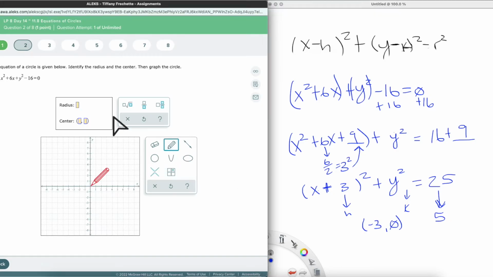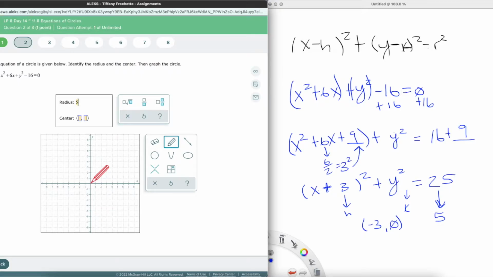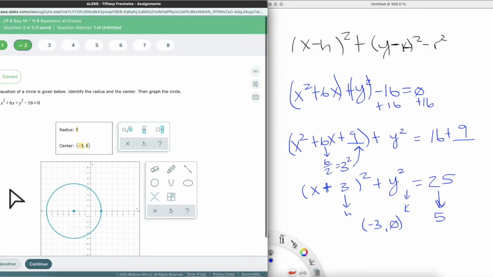Oh, and I got to type these in. 5, negative 3, and 0. So I have negative 3 and 0. Click my circle, click on the center, and then drag it over 1, 2, 3, 4, 5. It's actually letting me go to the half marks, which I was getting a little confused by when I was clicking, because usually it doesn't do that, but it was letting me go to half marks if I needed to. All right.